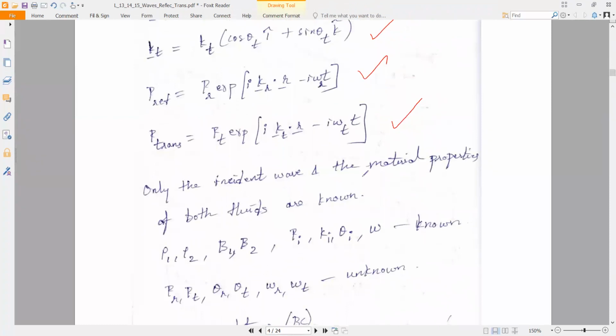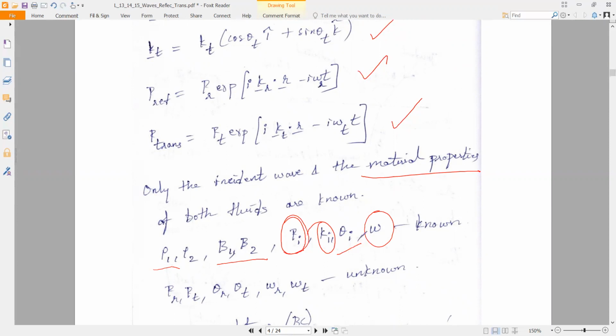We know both the fluids, which means we know the material properties of them. And we also know the incident wave. I mean, we are sending a wave, which means we know what we are sending, right? The material properties of fluids are densities and the corresponding bulk moduli. And the parameters of the wave are an amplitude, a wave number, and a frequency, right? And we know at what angle we are sending the wave with respect to the normal. So these are the knowns.